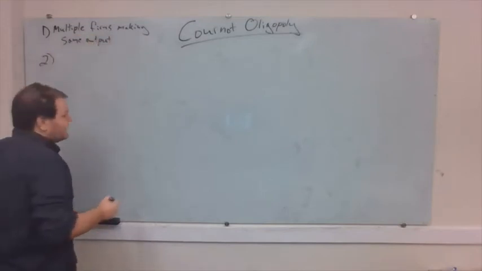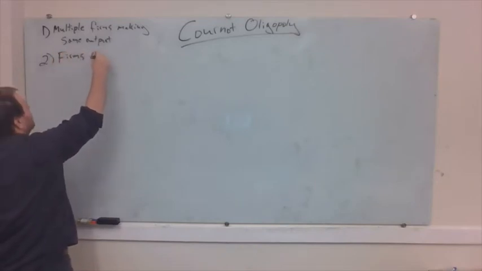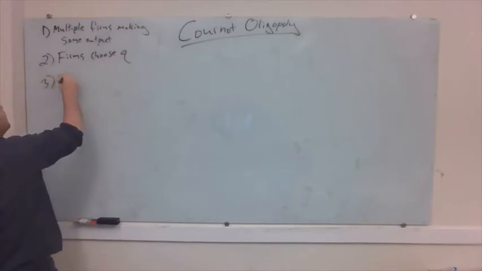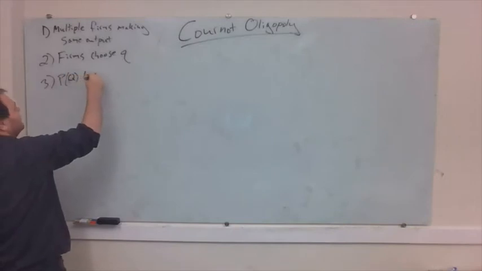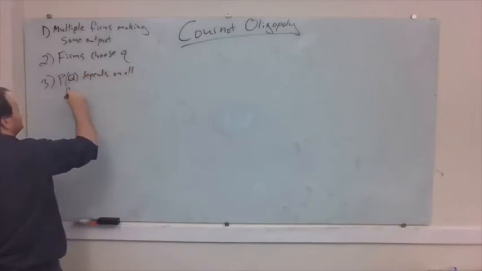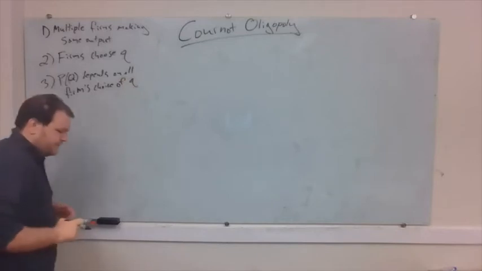Firms choose how much output to produce. And the price depends on all firms' choices of how much to produce.